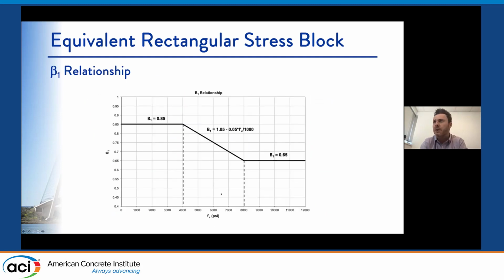One of them is Beta1. I usually show a chart similar to this in my classes to explain what Beta1 represents. We always talk about how Beta1 is constant with f'c less than 4,000, it's constant when it goes above 8,000, and it changes in between 4,000 and 8,000. But we really don't always talk about why that is.